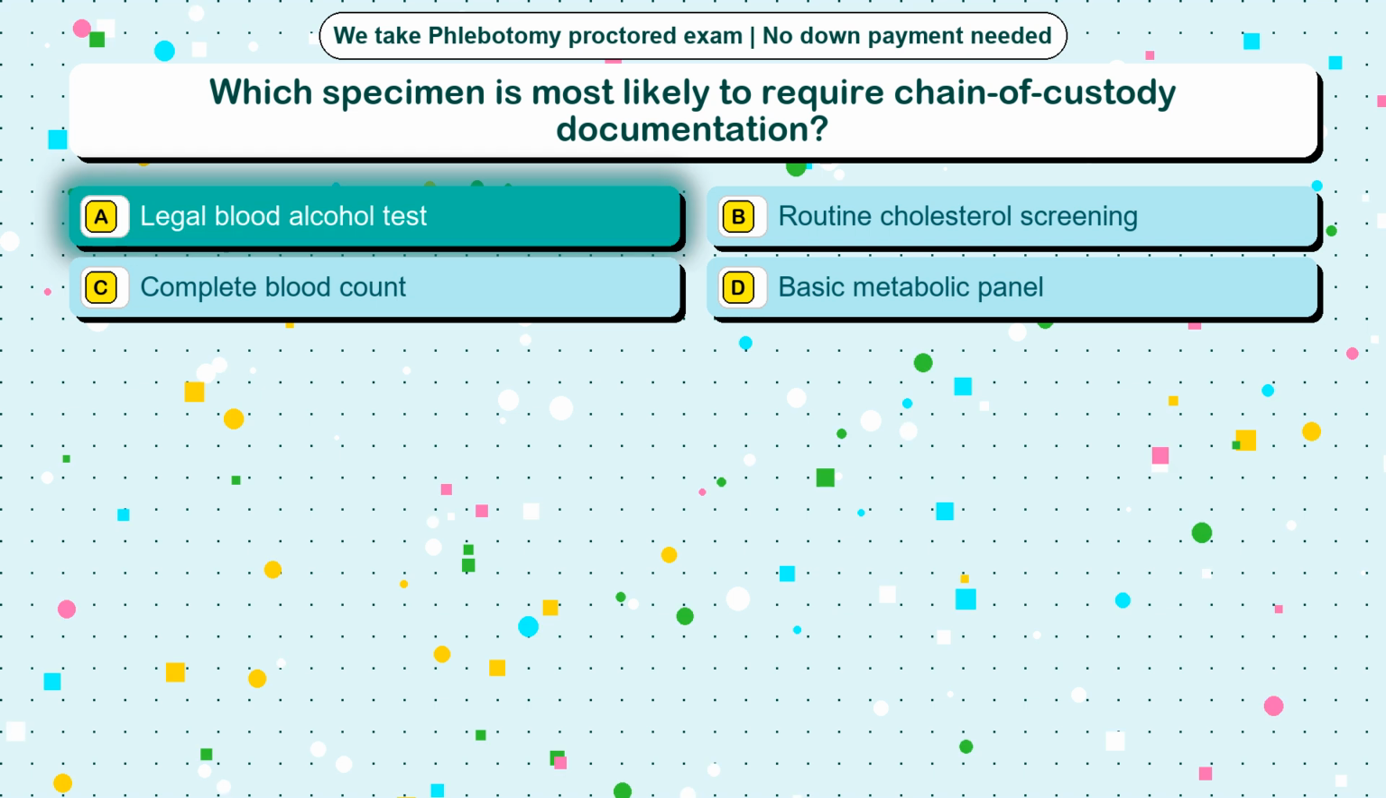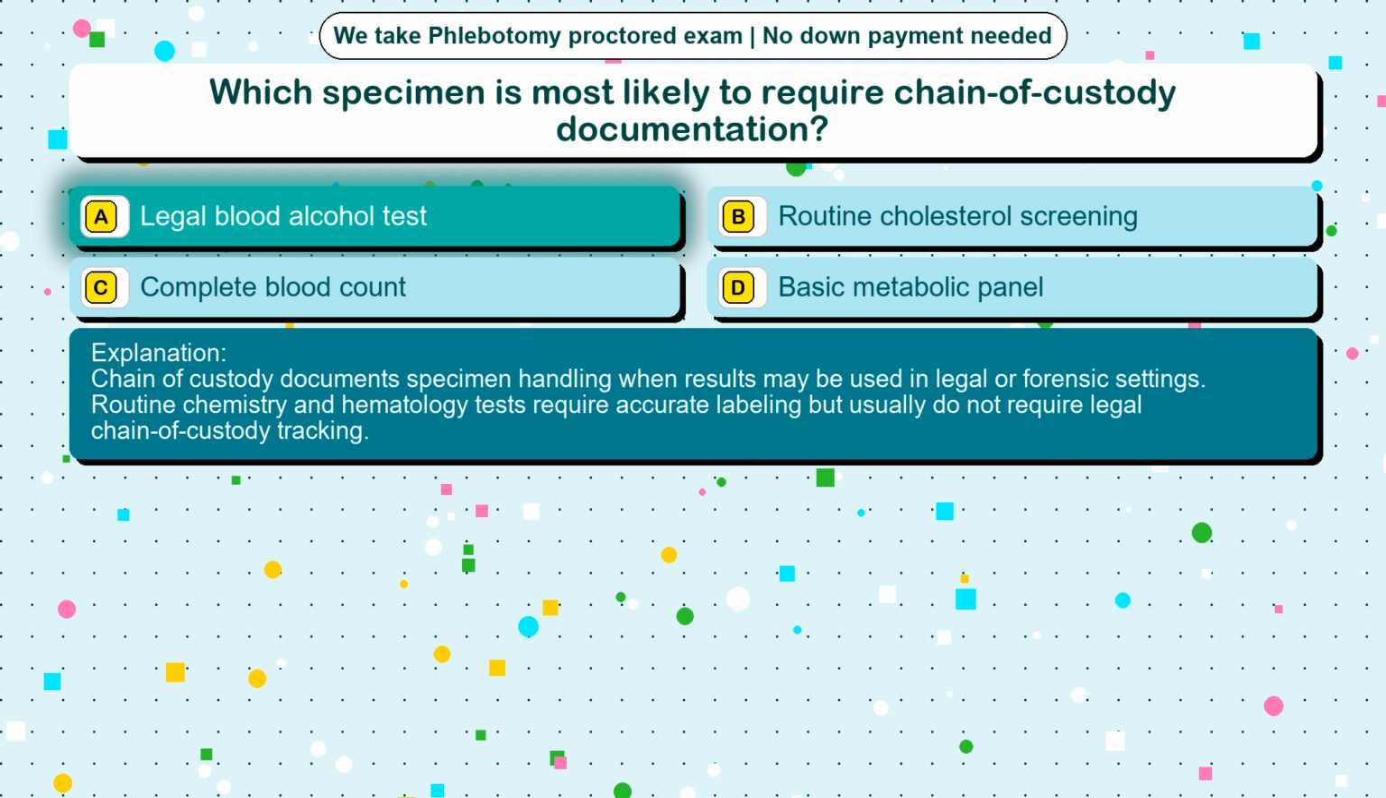The correct answer is option A. Legal blood alcohol test. Chain of custody documents specimen handling when results may be used in legal or forensic settings. Routine chemistry and hematology tests require accurate labeling but usually do not require legal chain of custody tracking.